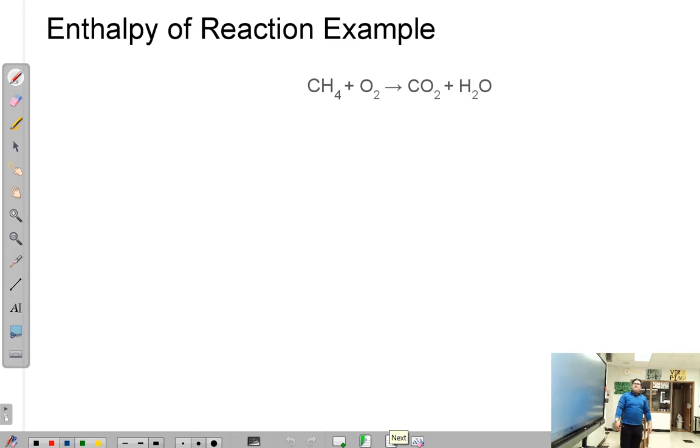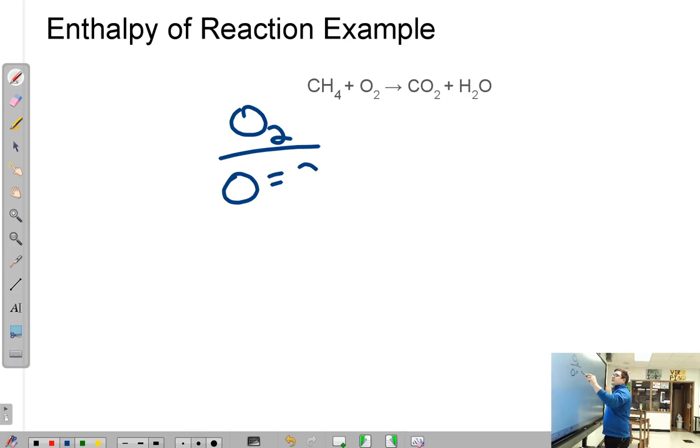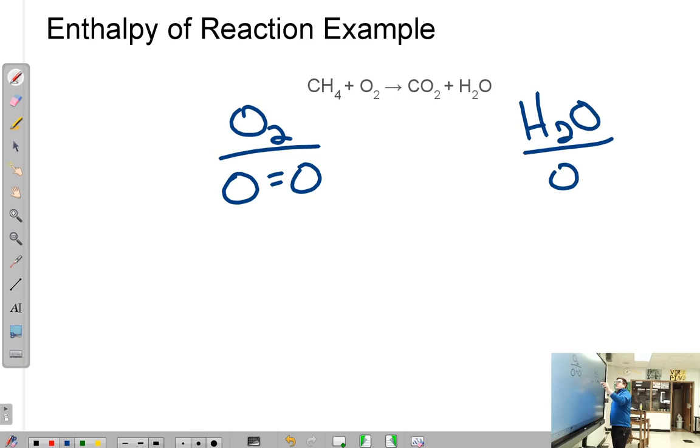All right. Last example we're doing today. Two of these we already know what they are. O2 is oxygen double bond to oxygen. We just did that. And H2O is going to be H-O-H. We got to find CH4 and CO2.